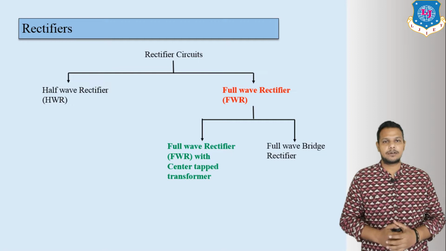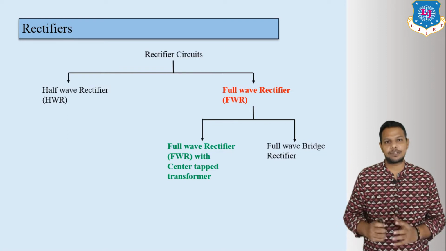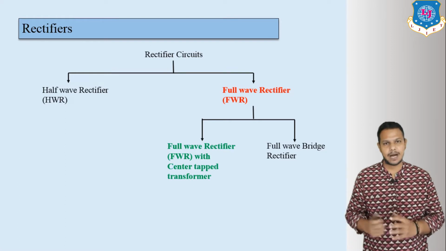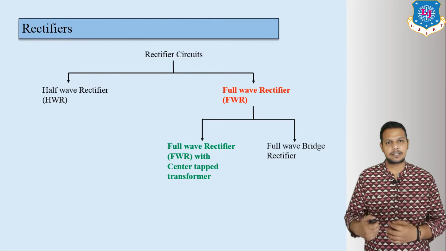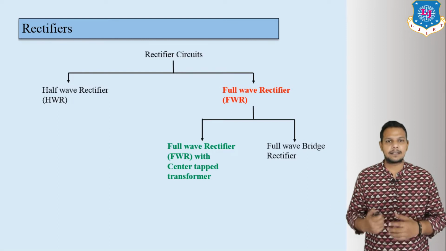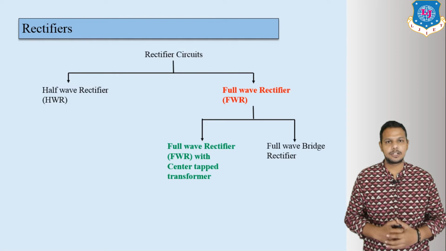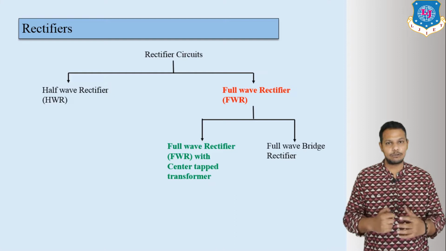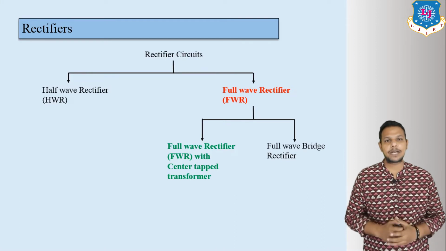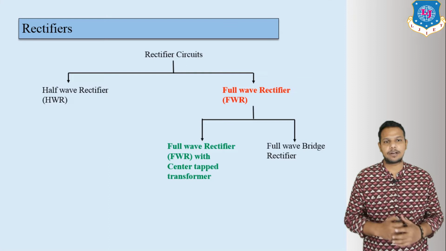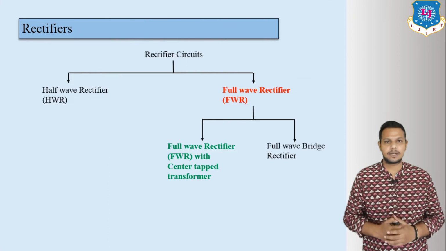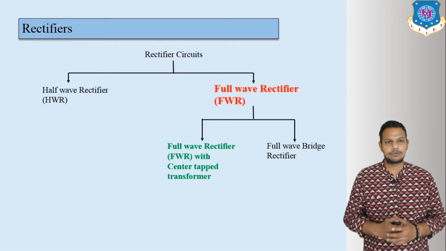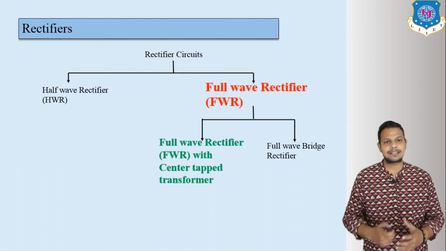First, we have seen the classification of rectifiers. Rectifier circuits are divided into two parts. The first one is the half wave rectifier, which we discussed in our previous lecture, and the second type is the full wave rectifier. Today we are discussing the full wave rectifier. It is divided into two types: one, full wave rectifier with center tapped transformer, and another, the bridge rectifier. Today we are discussing the full wave rectifier with center tapped transformer.